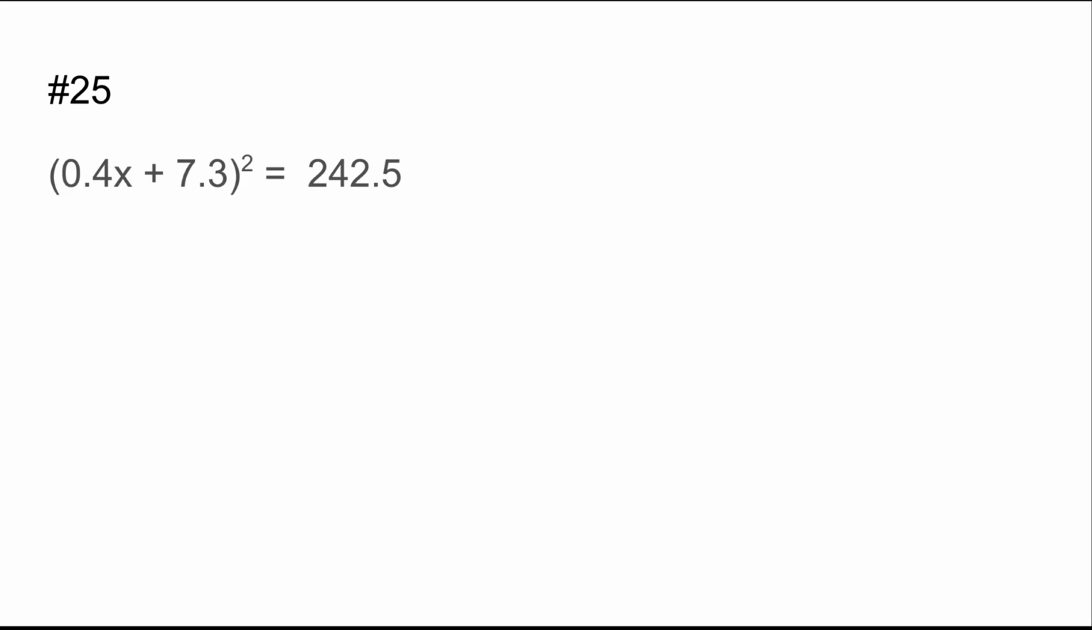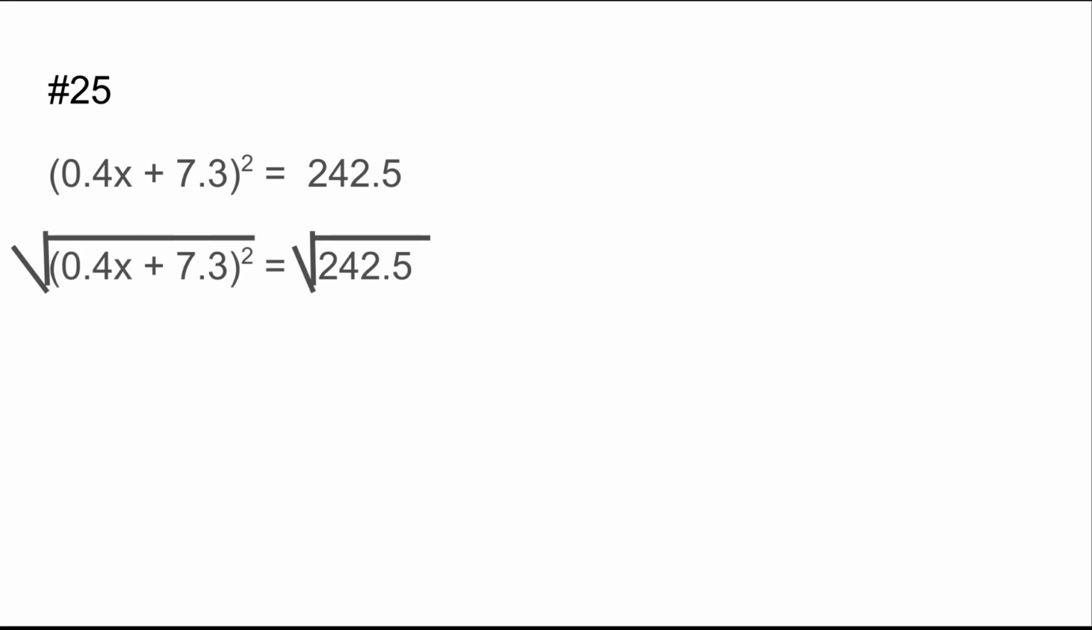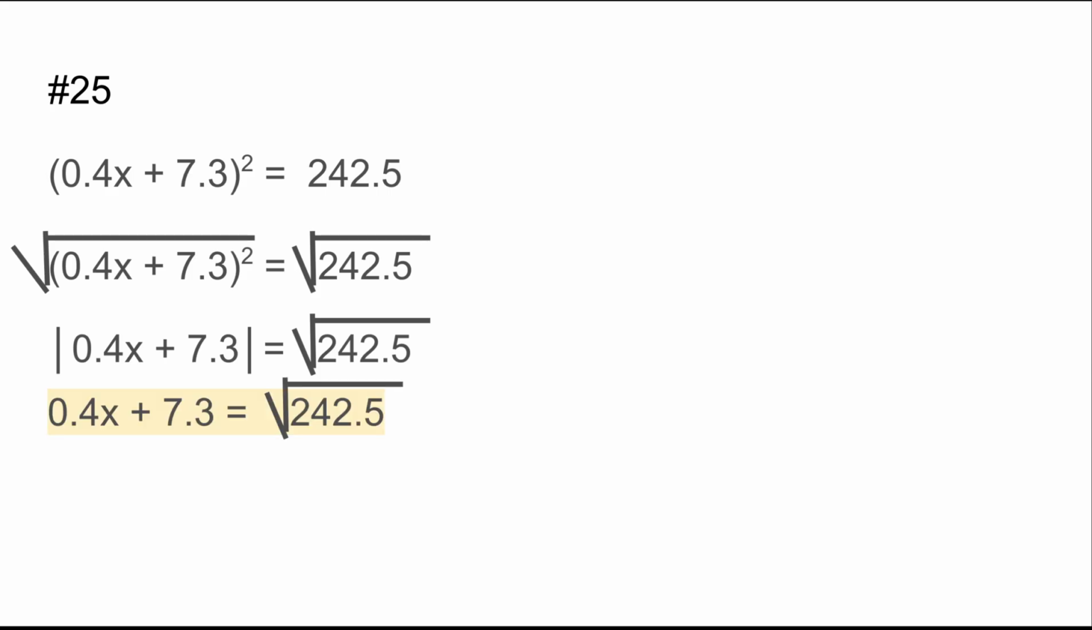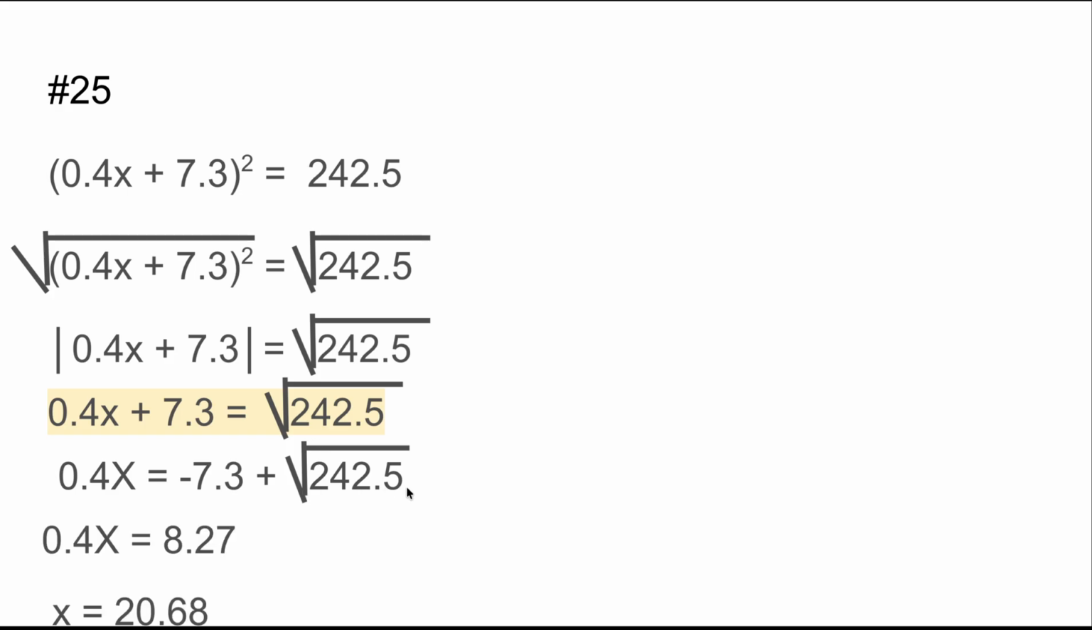25. A little bit more decimals, that's okay. We're going to do the same thing. Square root of both of them, absolute value. Rewrite this as the positive and negative of the square root. Subtract 7.3. In your calculator, type negative 7.3 plus square root of 242.5, enter. Then divided by 0.4, enter. And your answer will be 20.68.